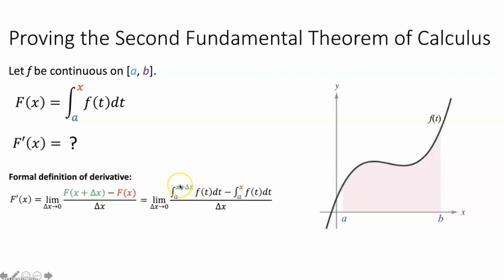So let's evaluate this definite integral first, the area under the function f of t from x equals a to x equals x plus delta x. Well, how do I find that? I'm not even given any x values. Well, that's where our graph comes in handy. So here is our function f of t, and we have a closed interval from x equals a to x equals b.